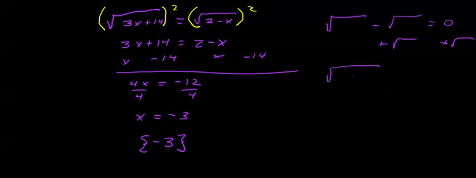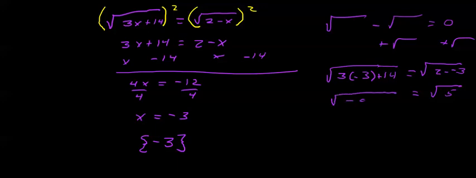Square root of 3 times negative 3 plus 14 equals square root of 2 minus negative 3. Square root of 5, negative 9 plus 14, square root of 5 is equal to the square root of 5. And it checks. All there is to it. Square both sides.